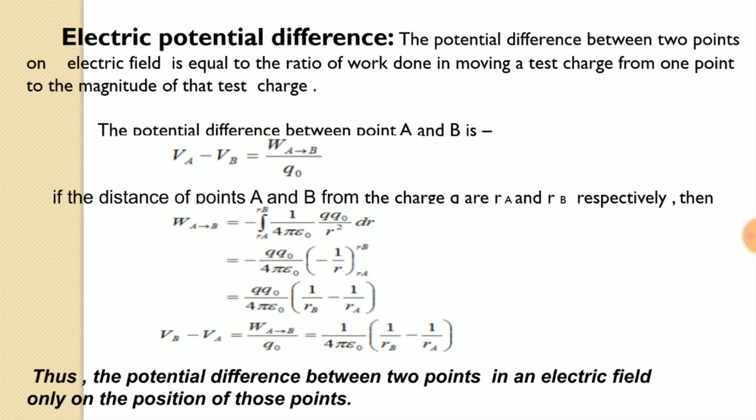Here we know that 1 upon 4 pi epsilon naught and Q naught are constants, so we integrate 1 upon r square with limits r_A to r_B, and we get Q naught upon 4 pi epsilon naught times (1 upon r_B minus 1 upon r_A). So V_B minus V_A is equal to work done W from A to B divided by Q naught. So we get 1 upon 4 pi epsilon naught (1 upon r_B minus 1 upon r_A). Thus, the potential difference between two points in an electric field depends only on the position of those points.